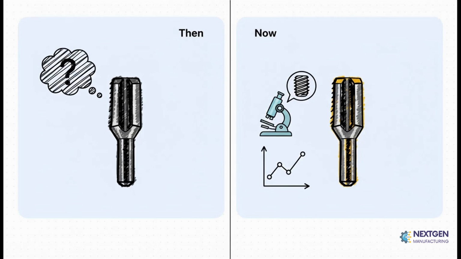We've gone from just basic steel tools and a lot of guesswork to a whole world of advanced alloys, data-driven decisions, and a demand for micron-level precision. What used to be considered good enough just doesn't cut it anymore in next-gen manufacturing.